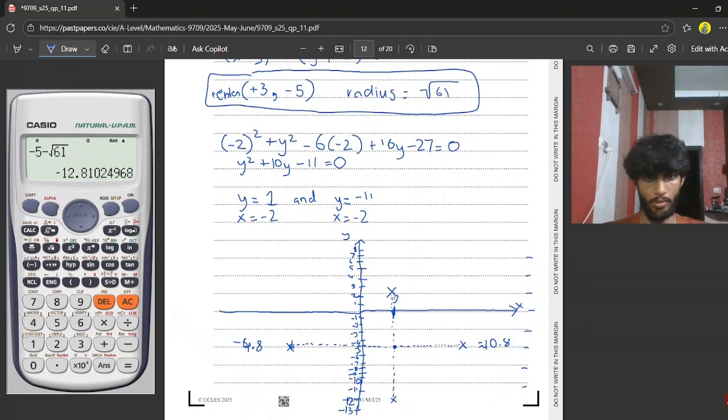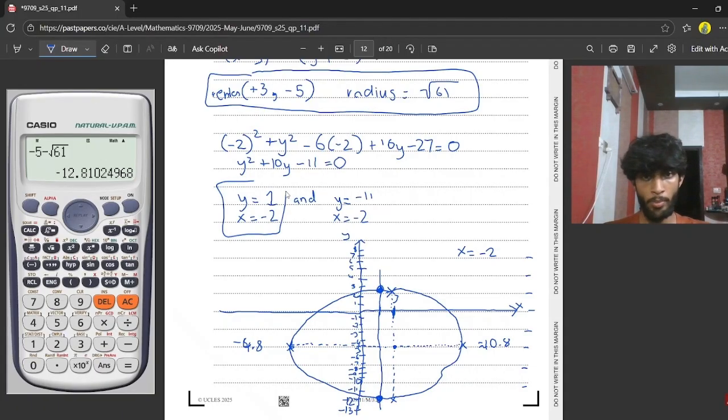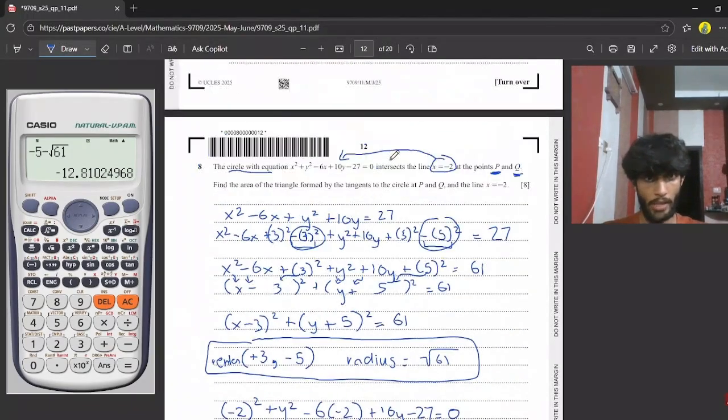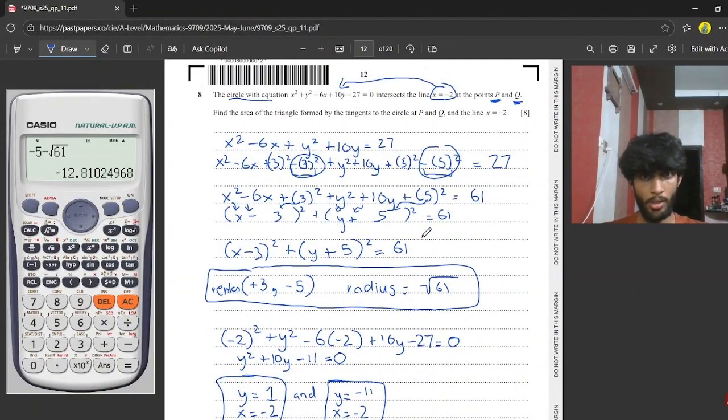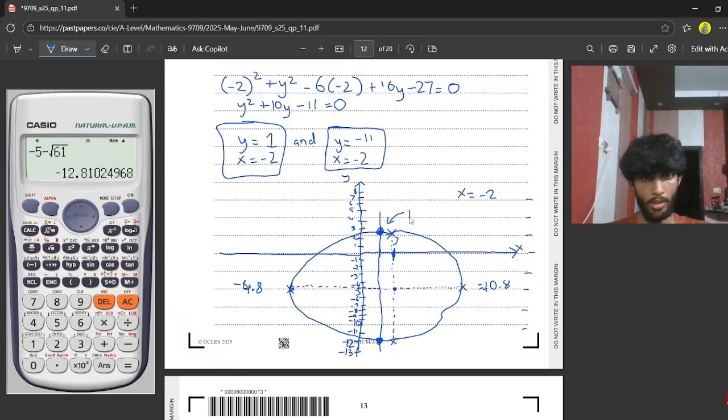Obviously, this diagram is not drawn properly, so I don't want you to say, well, this looks nothing like a circle. I know it looks nothing like a circle. It's just for understanding what they're trying to say. And then we have the line x equals -2. So the line is going to go straight like this. I believe this is going to be one of the points, and this is going to be the other point. I don't know which is point P and which is point Q, so I can call them whatever I want. Let's call this guy P. Let's call that guy Q.